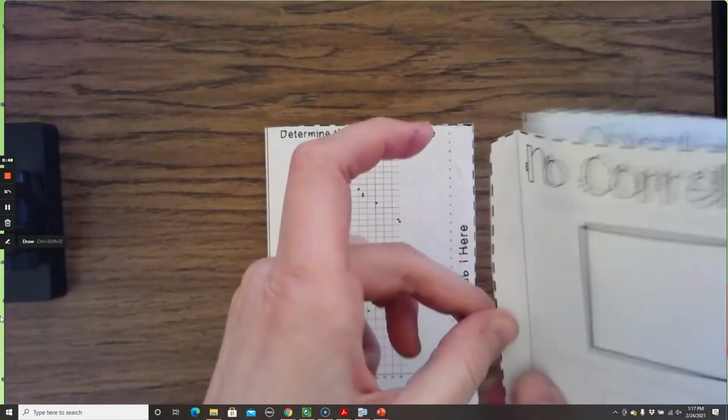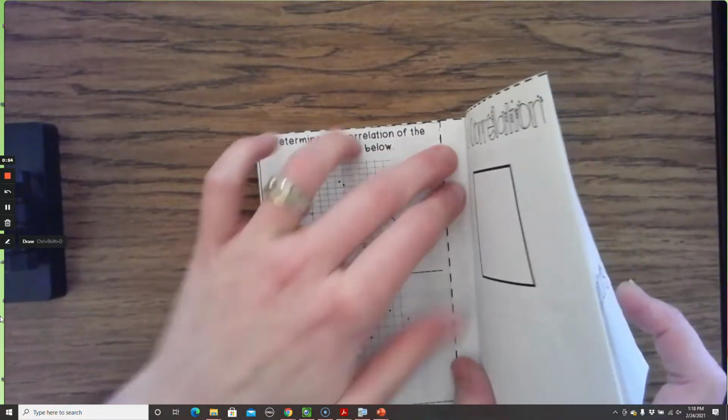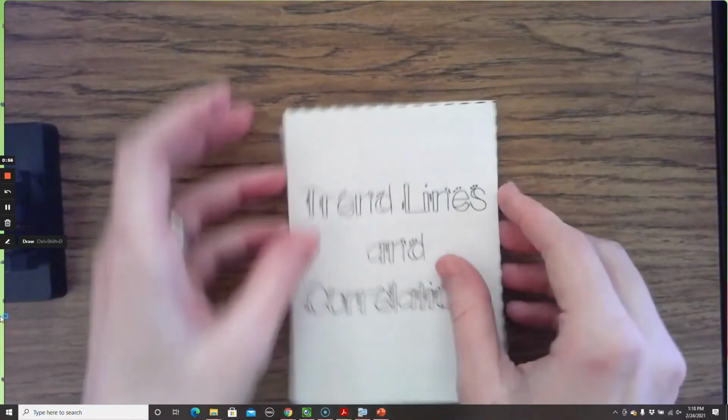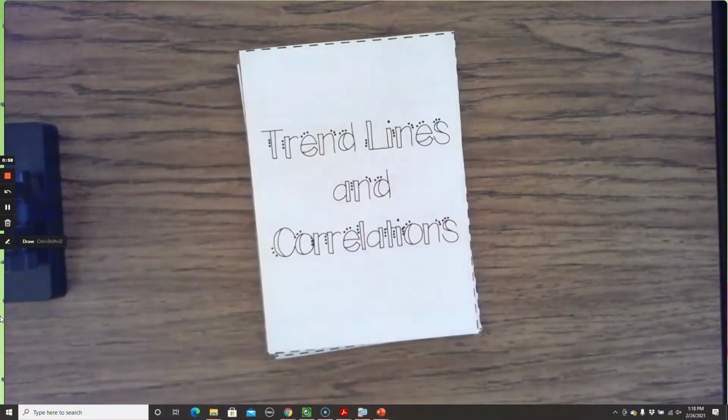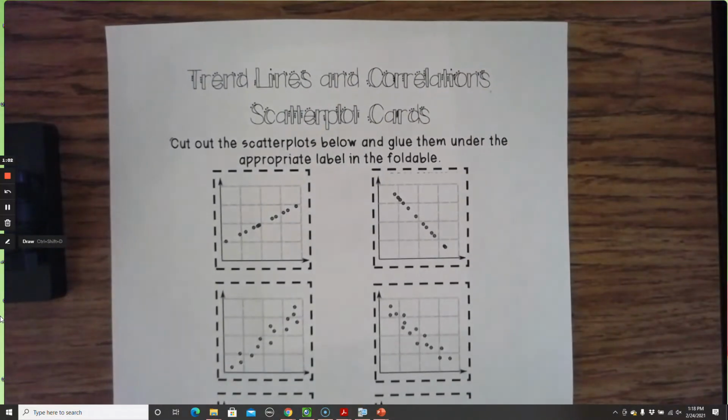And then that tab 1 that we folded backwards, we're going to glue just that piece to that section. And so when you're finished, you have a booklet. And then you also need to cut out the scatter plots on the next page.